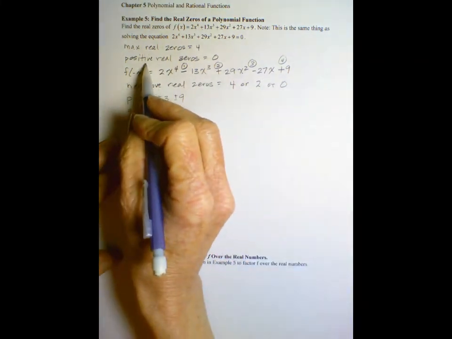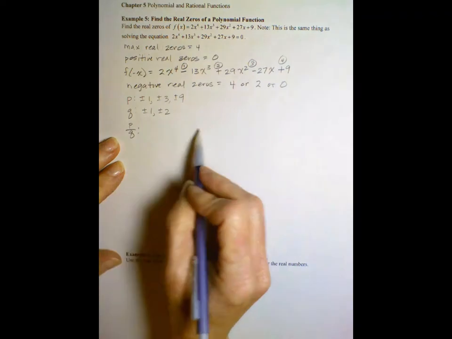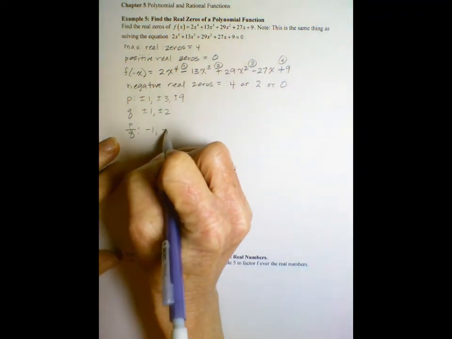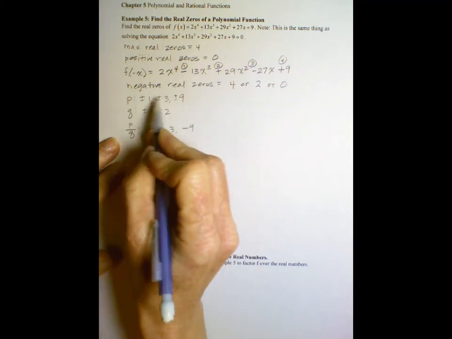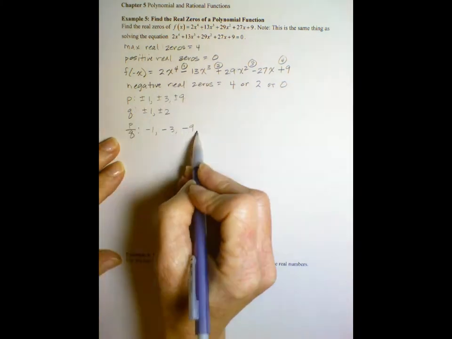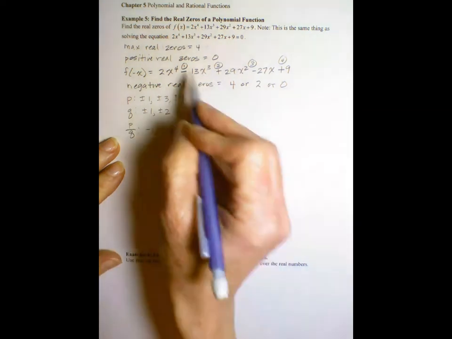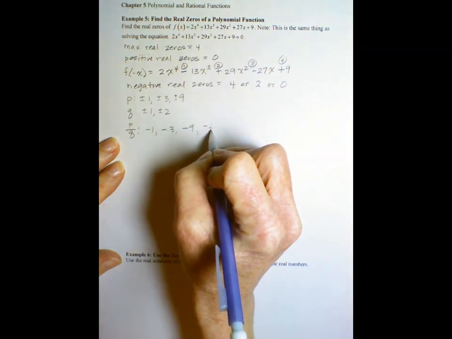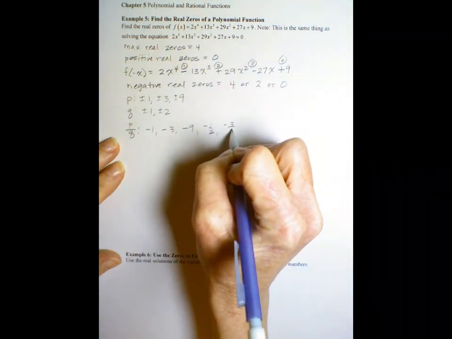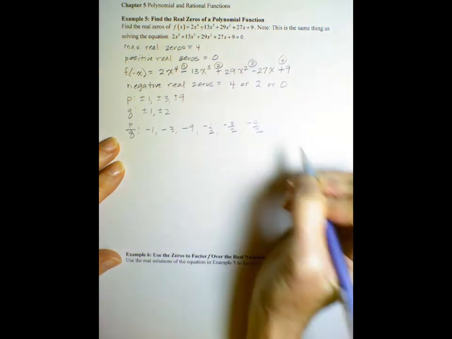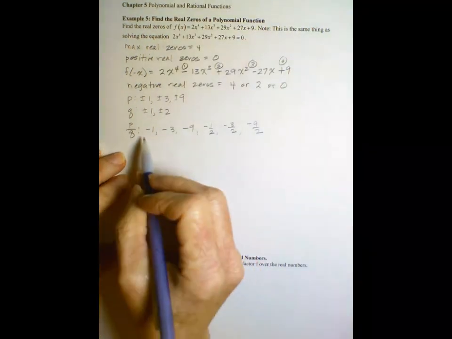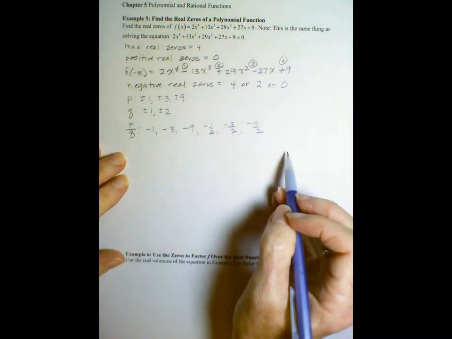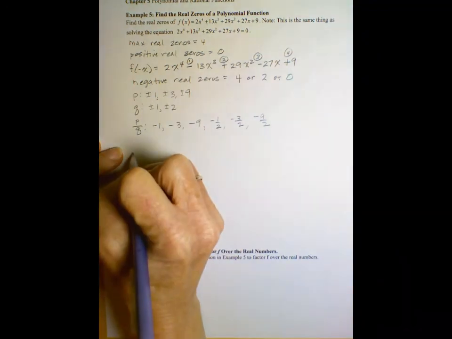Well, we've just said there aren't any positives, so there's no point in listing positives here. But I do have negative 1, negative 3, negative 9, each one of these over this one, but only the negative because we don't have any positives. And then now over 2, negative 1/2, negative 3 halves, and negative 9 halves. Okay, so if the zeros are rational, they're on this list. They have to be.